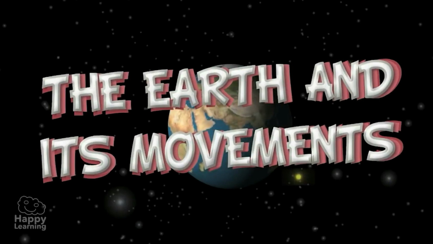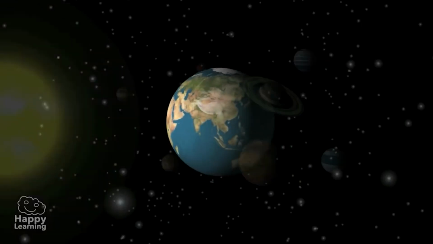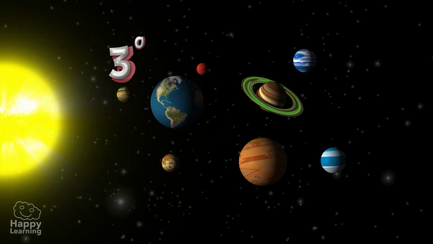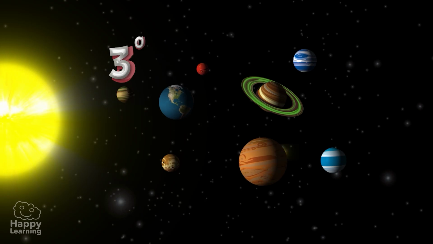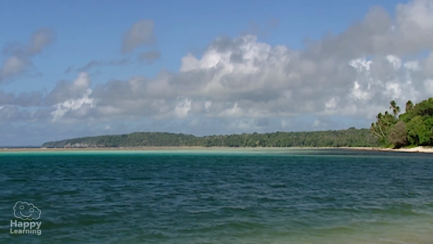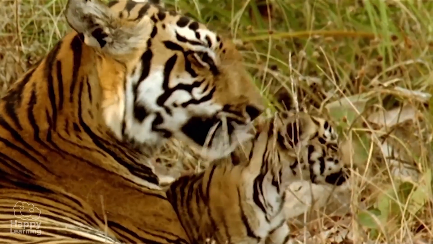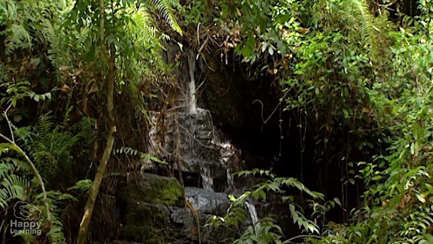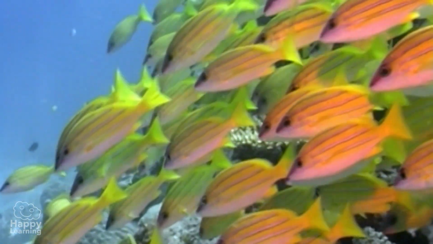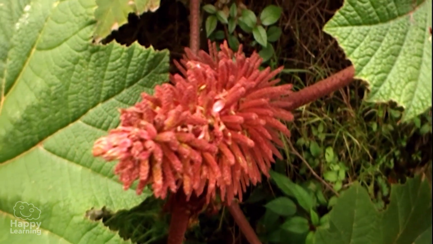The Earth and its movements. The Earth is the third planet from the Sun. And it has a unique characteristic that no other planet we know has. It's the only one that has life on it. Life of all types, plants, animals.